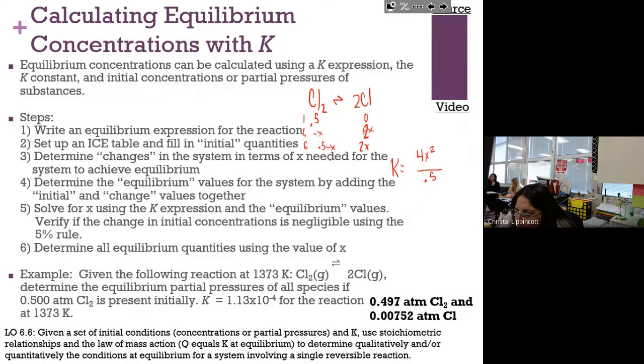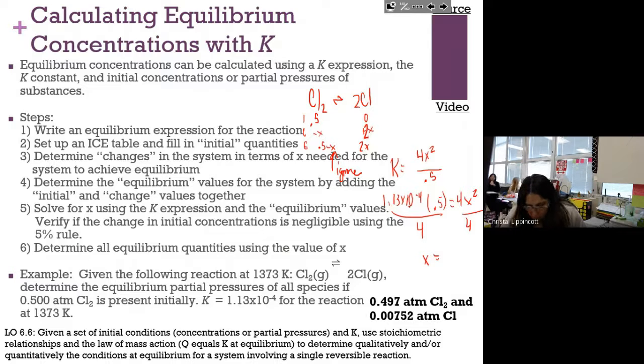So I'm going to ignore that X. I can ignore that, but I have to document it. Okay. So then K was given here, so that is 1.13 times 10 to the minus 4. I'm going to multiply that by 0.5. That's going to equal 4X squared. I'm going to divide both sides by 4 then, and then I'm going to take the square root of that value to get X.